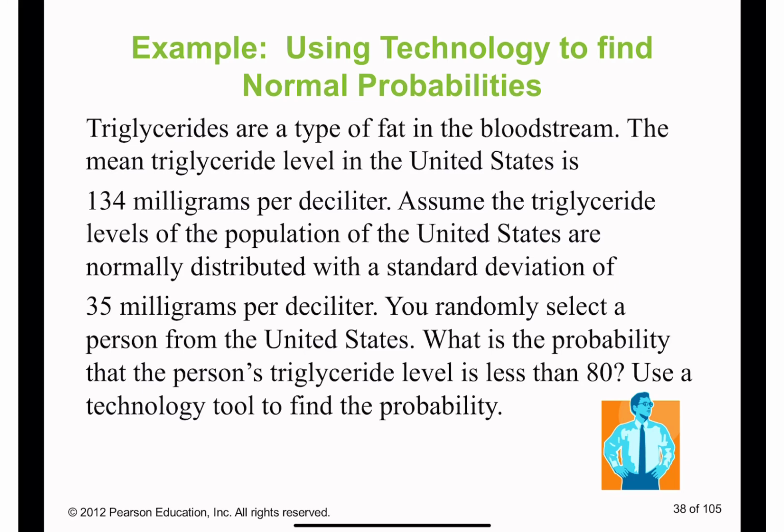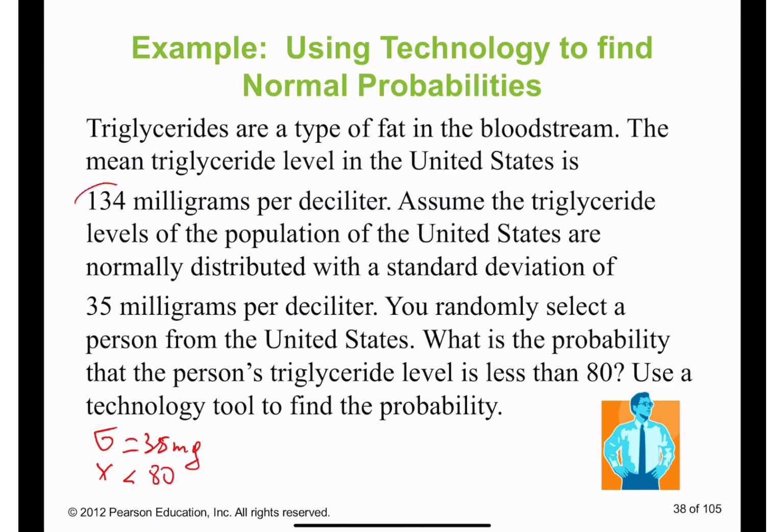Let's see what it says. The mean triglyceride level in the United States is 134 milligrams. Assume that triglycerides of the population of the United States are normally distributed, and standard deviation is 35 milligrams per deciliter. You randomly select a person from the United States. What is the probability that the person's triglyceride level is less than 80? So X is less than 80.